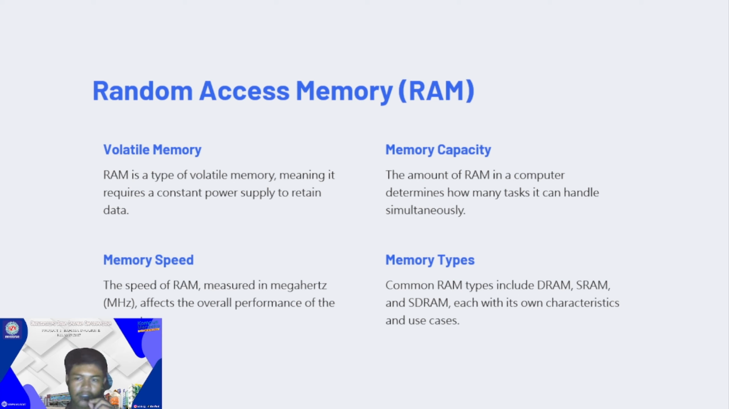Then memory speed. The speed of RAM, measured in megahertz, affects the overall performance of the computer. Then memory types. Common RAM types include DRAM, SRAM, and SDRAM, each with its own characteristics and use case. The point is that RAM is used to store temporary data and to help process the programs that will run.